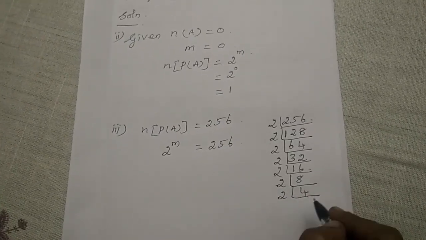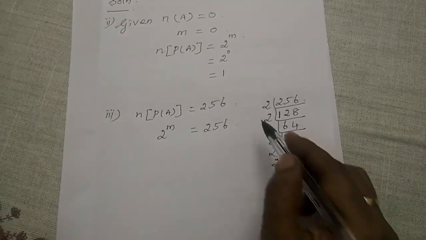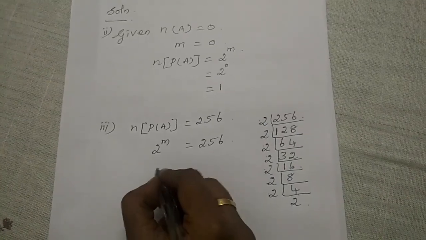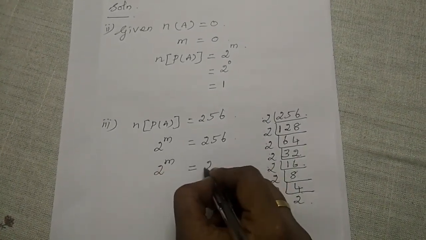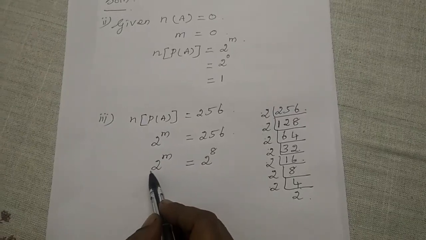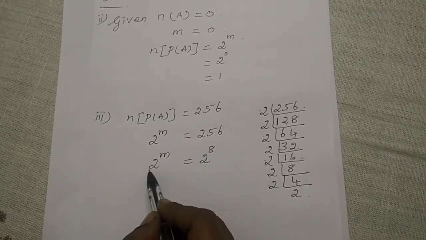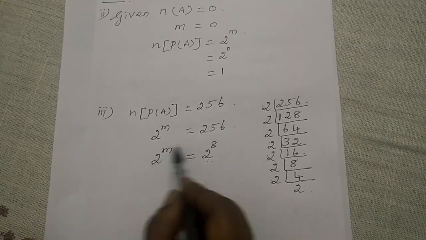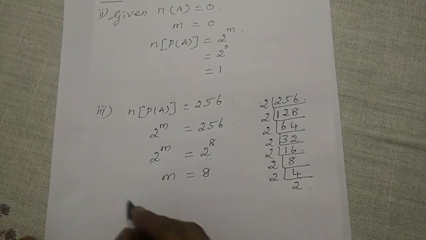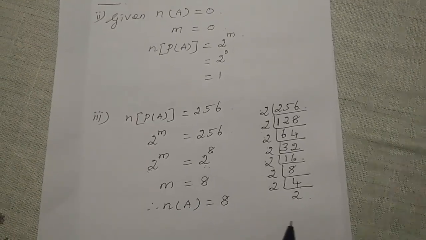Then how many 2s did we get? We got 1, 2, 3, 4, 5, 6, 7, 8. Therefore, 2 power n is equal to 2 power 8. Here the bases are equal, so the powers are also equal. So we can write n equal to 8. Therefore, n of A is equal to 8. Have you understood?